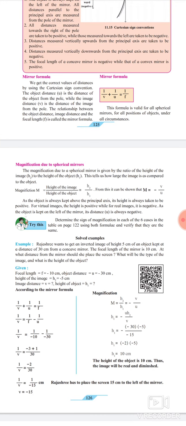Good morning, children. In this video, we will study the mirror formula and magnification due to spherical mirrors.